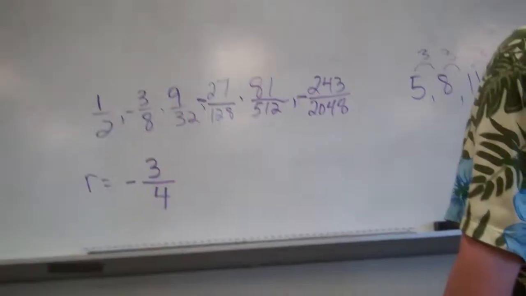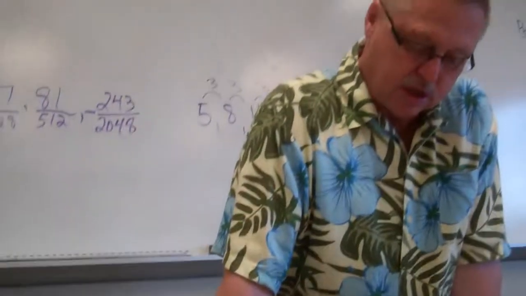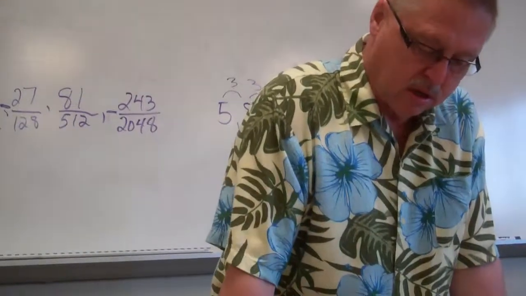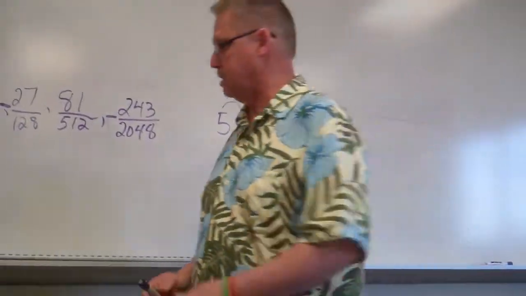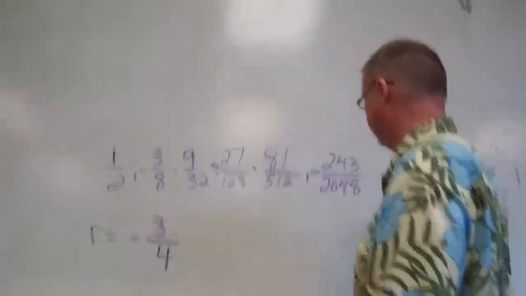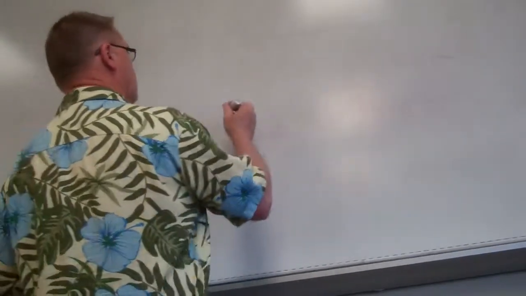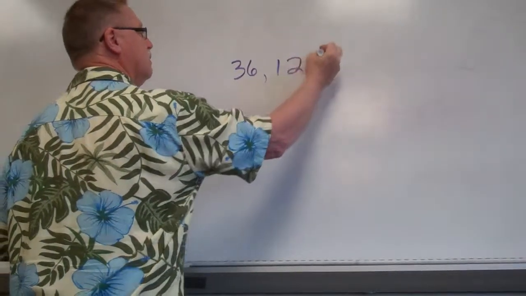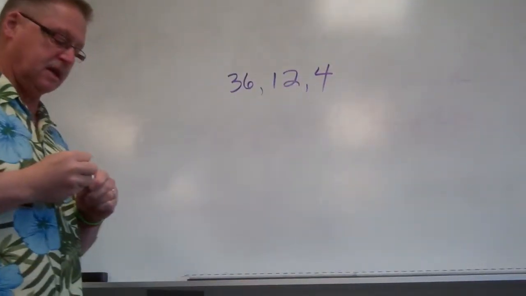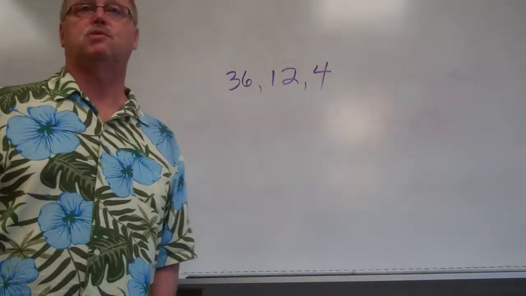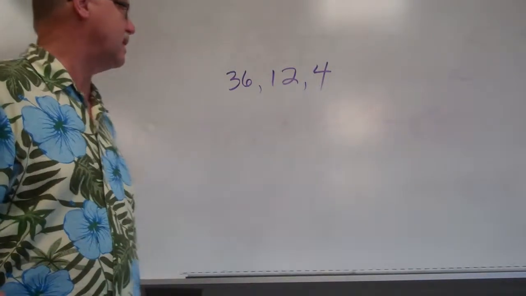Now we will jump to number 10. I'm going to use Nate here. Nate, I'm looking at that number 10. It goes 36, 12, 4. First off, I gotta ask you, Nate, do you see what they're doing? They're divided by 3. Dividing by 3 or times 1/3, whichever way you'd rather think of that.